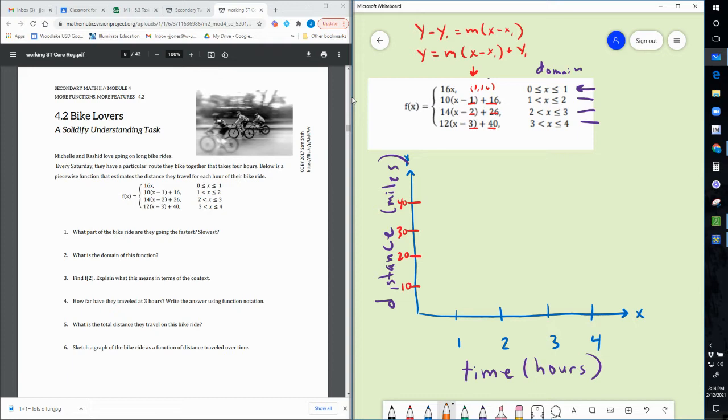All right, number 2, what is the domain of this function? The entire function, what is the domain? You have these 4 domains. How could you combine them?